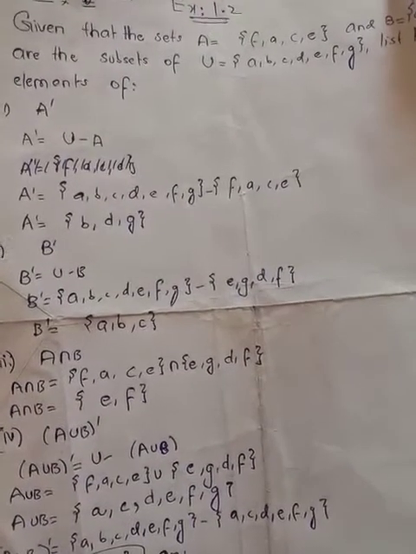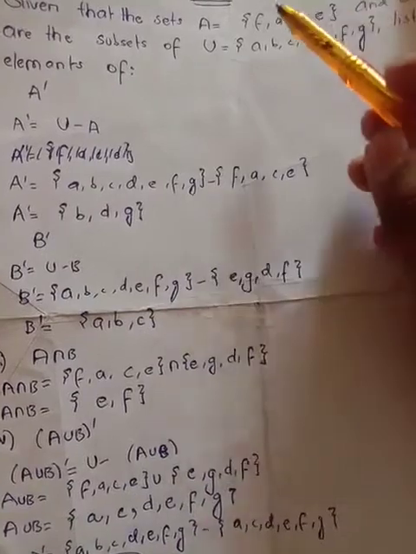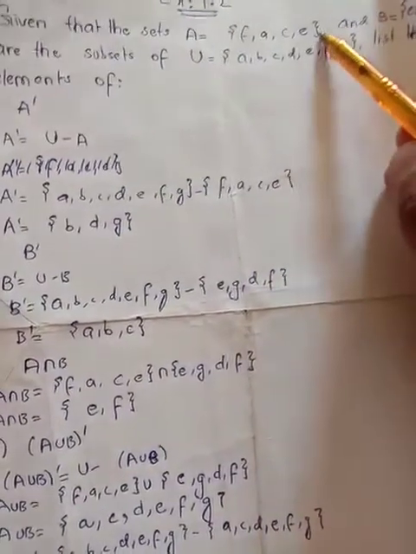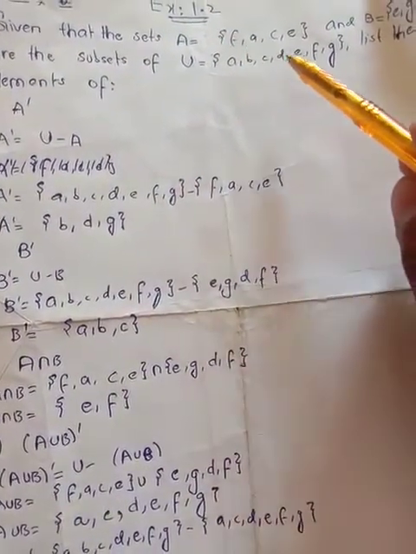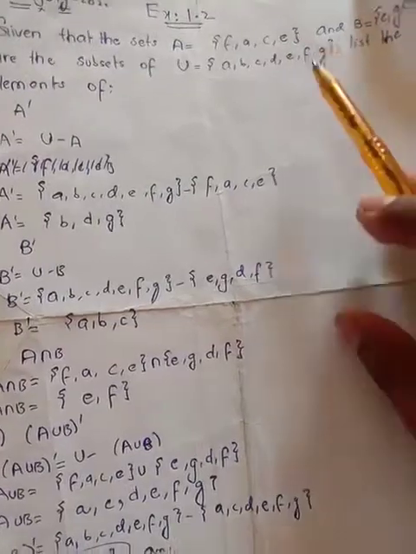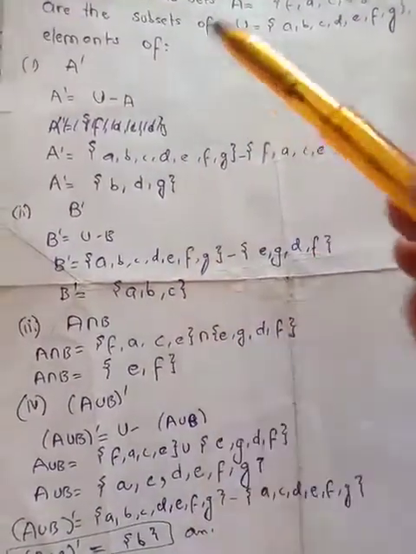Today is 20 July and today we are starting exercise 1.2. Our question is: set A is {F, A, C, E} and set B is {E, G, D, F}. Both are subsets of the universal set. The universal set is {A, B, C, D, E, F, G}. We have to list the elements of A complement.